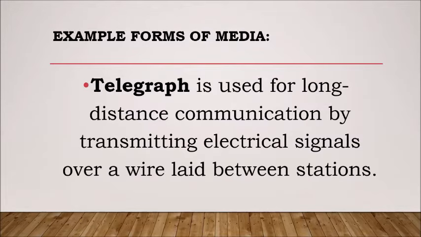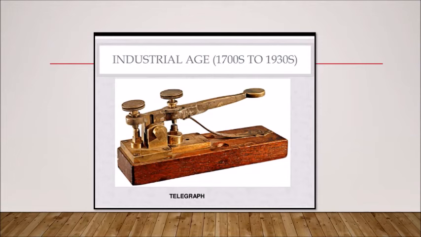Some examples of media during this period are the telegraph or telegraphy. It is used for long-distance communication by transmitting electrical signals over a wire laid between stations. It is the long-distance broadcast of textual or symbolic messages without the physical exchange of an object bearing the message. It necessitates that the technique used for encoding the message be known to both sender and receiver. Telegraphy was a way for a message to be transferred from one end to another without exhausting yourself reaching the receiver. Here is an example of a telegraph, used around the 1700s to 1930s.